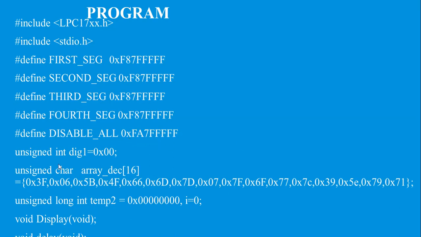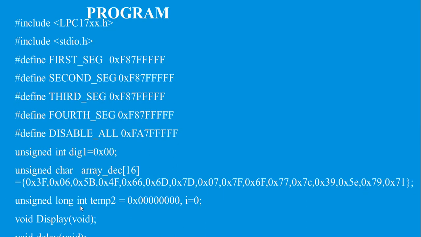Then we declared one unsigned integer, digit1, initialized with the value 0, and also an array which consists of around 16 elements. These elements of the array correspond to the values that are supposed to be written to port 0 pins in order to display a proper number. So this is to display 0, and this value is to display 1. Likewise, the last value is to display F, the hexadecimal digit F, on the hexadecimal 7 segment display.